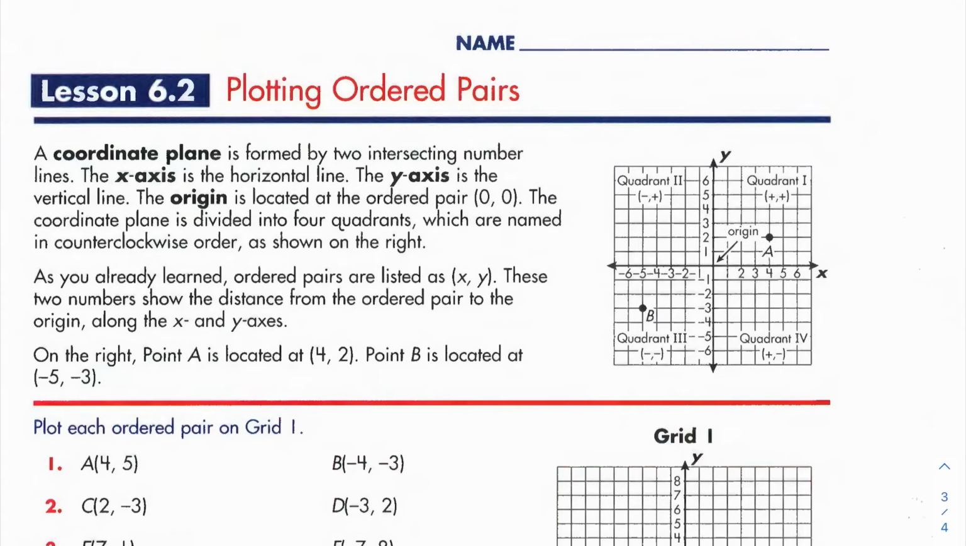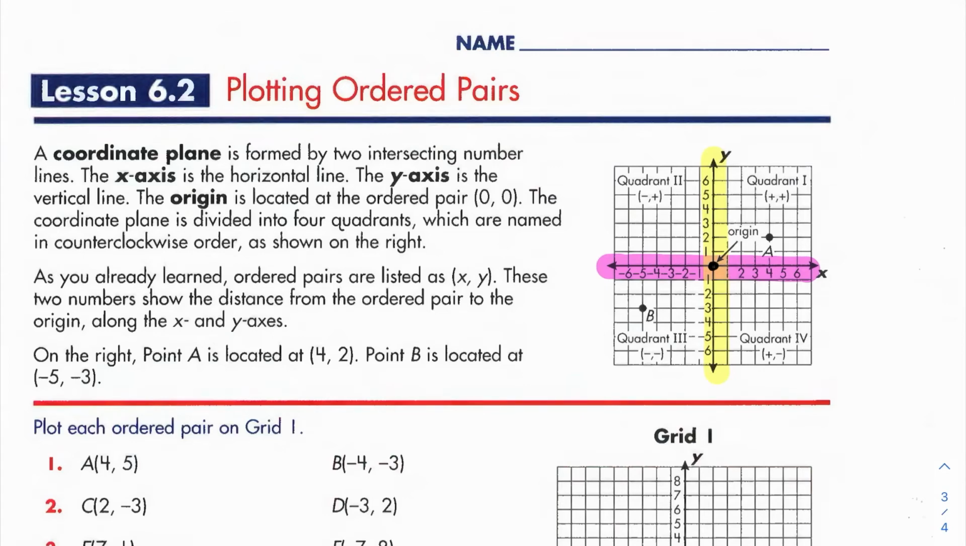Quadrant 2 is located in the top left, and any point in this quadrant will have a negative x and a positive y. Quadrant 3 is located in the bottom left, and any point in this quadrant will have a negative x and a negative y. And finally, quadrant 4 is located in the bottom right, and any point in this quadrant will have a positive x and a negative y. Remember that the x-axis moves left to right, and the y-axis moves up and down. Also remember that the origin is located at 0, 0.